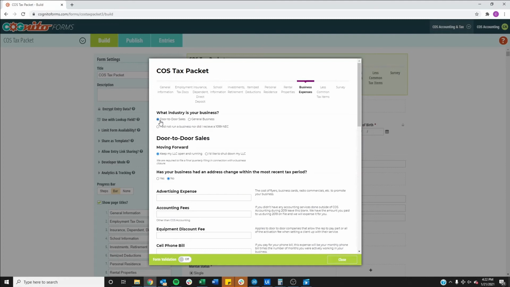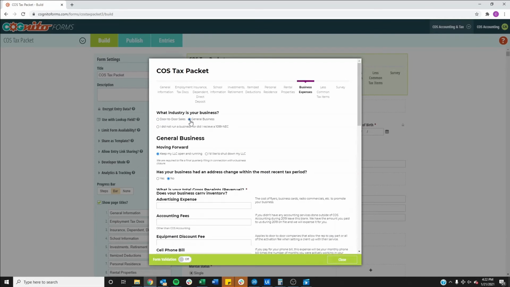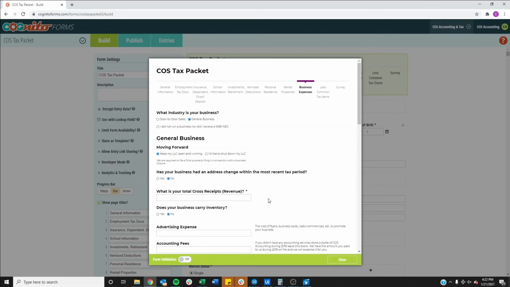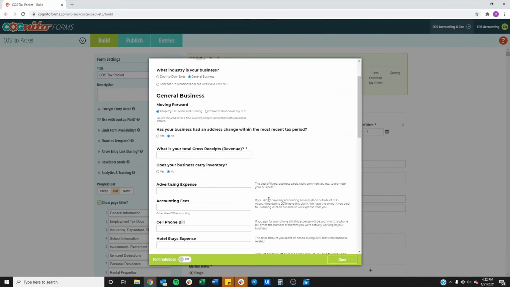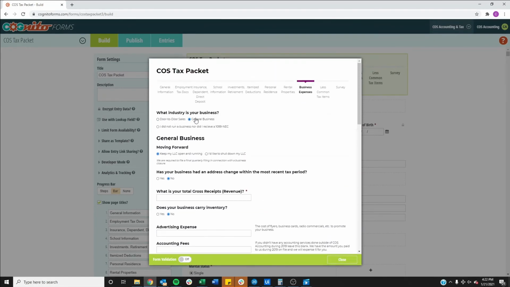We have a lot of door-to-door sales reps, so we have that option available. But if your industry is not door to door, then we have another section with expenses more tailored to your business. And so you'll just want to select which industry is more tailored to you.